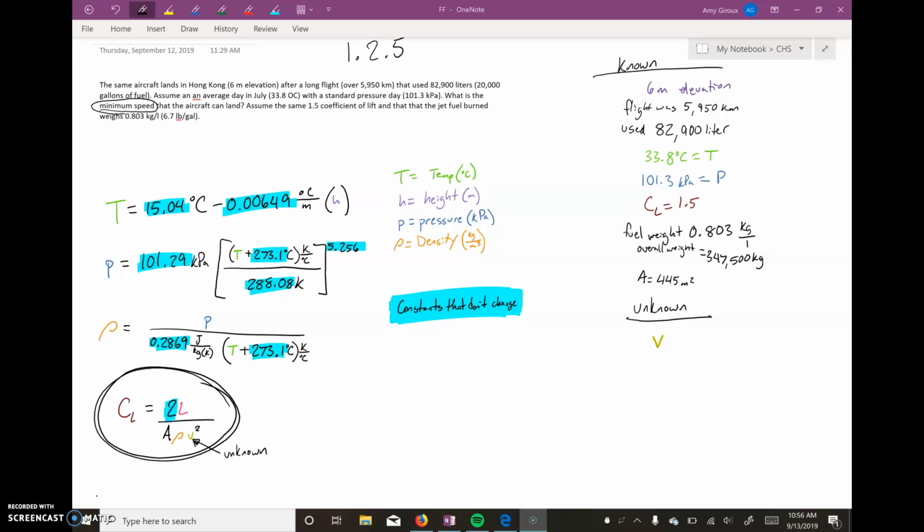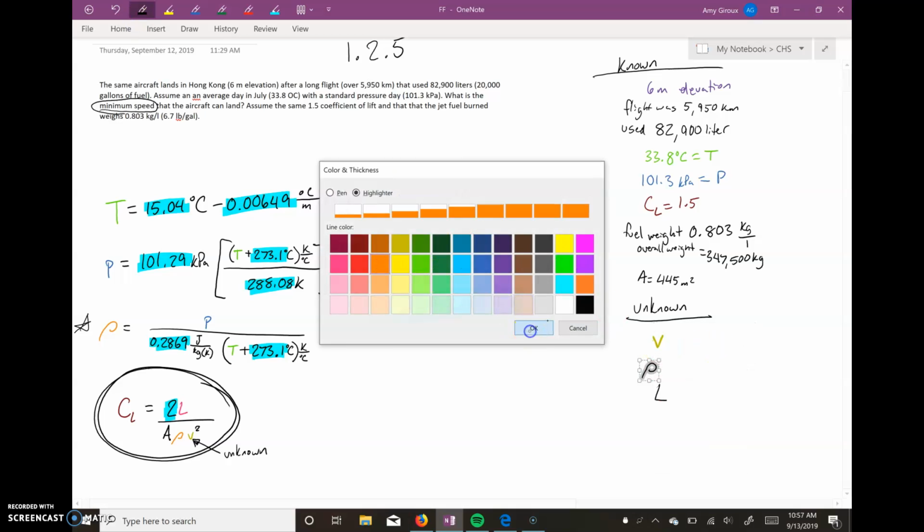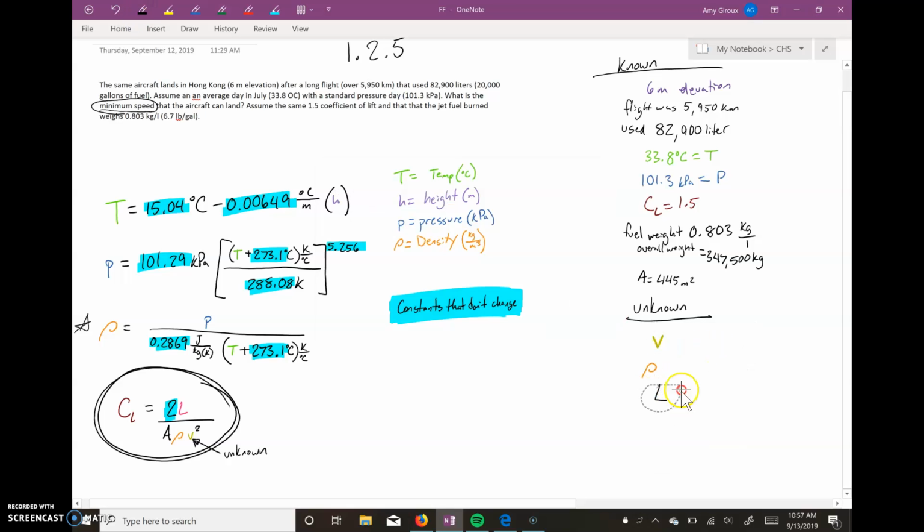If you notice, we have nothing up here. That's pink for lift. Our A, our wing area, we have. Our rho, we don't have yet, so we need to use this equation. And our velocity is what we're looking for. So there are two more unknowns, rho and lift. These are what we have to find first, so that then we can actually find that velocity.